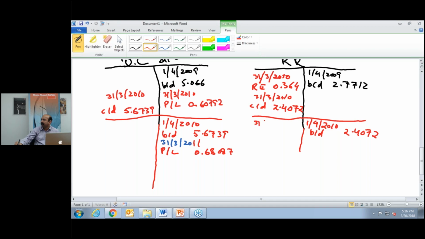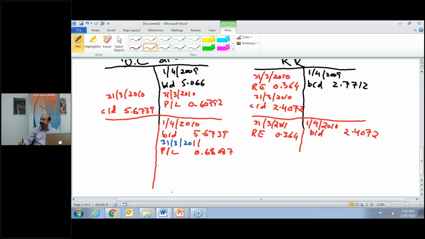Again, on 31st March 2011, 0.364 will be transferred to retained earning. Now, at this date, 31st March 2011, there is a change in decommissioning liability. What I did before accounting for the change in decommissioning liability, I made my accounts to that point, to that date. Okay.